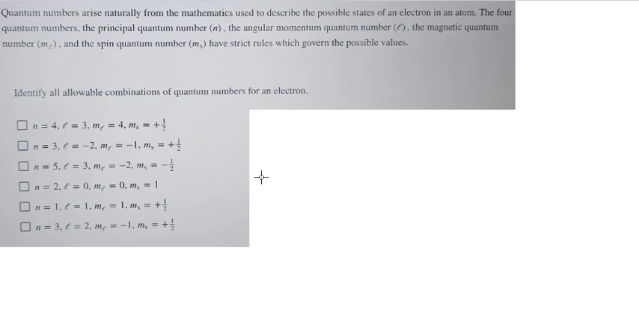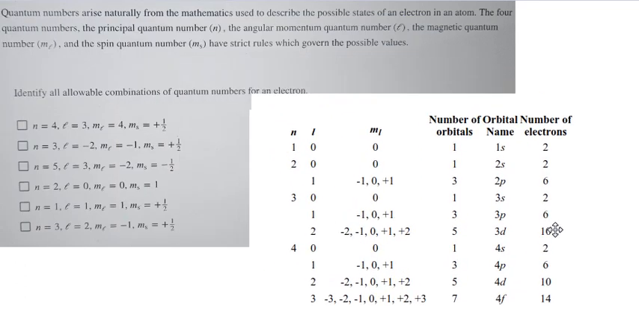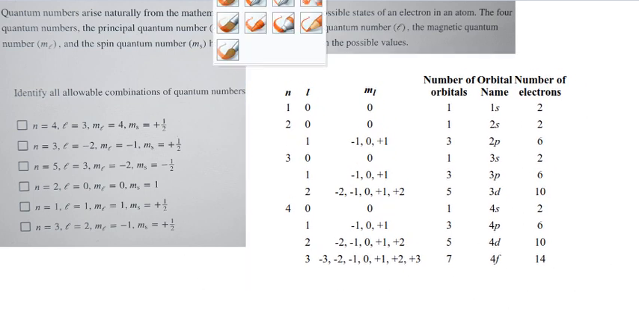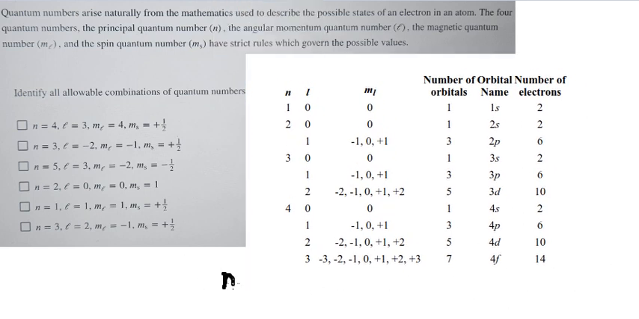So today I want to show you how to answer the question in here. The first thing, we need to use this table in here. And the second one, MH, that is about the spin quantum number. They are always positive 1/2 and negative 1/2. So in this way, we can find the correct answer for this one.